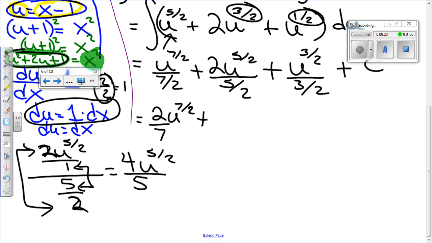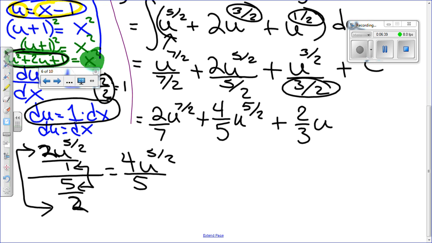So this is 4/5 of u to the power 5/2. And then the very last one, I don't know if you're getting the idea, but when you divide by a fraction, it's the same as multiplying by the reciprocal. So the reciprocal of 3/2 is 2/3. So 2/3 u to the power 3/2, and then plus c.